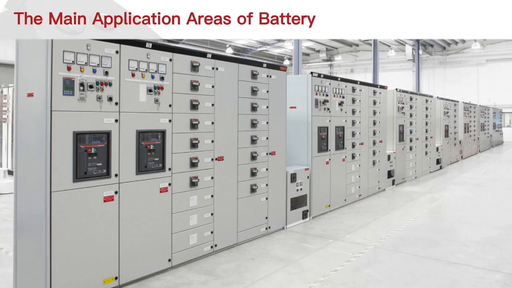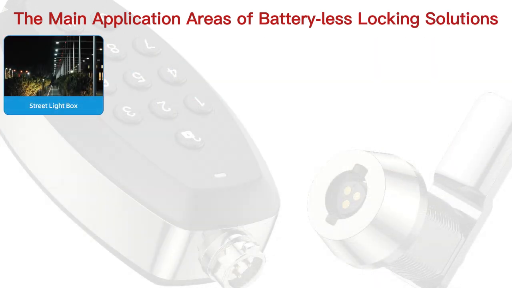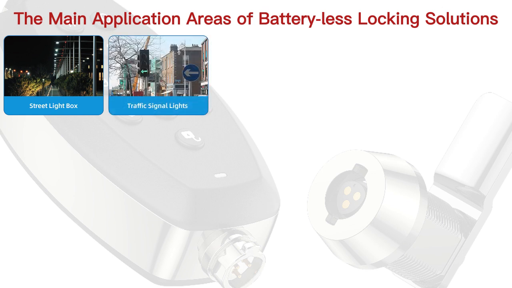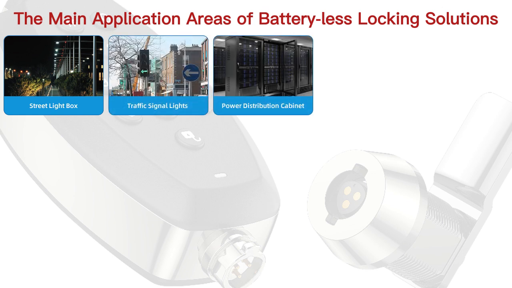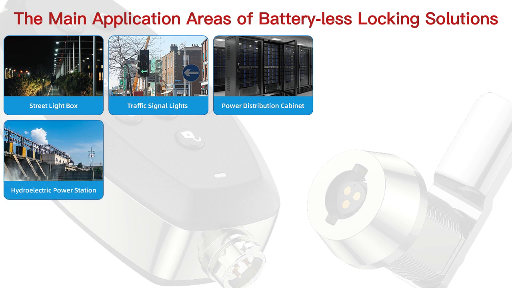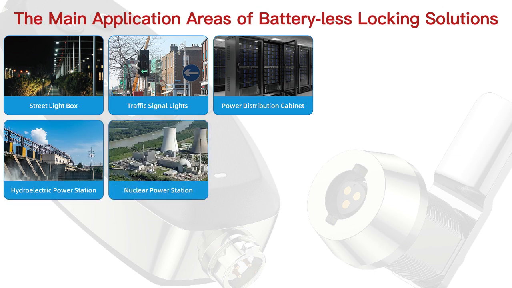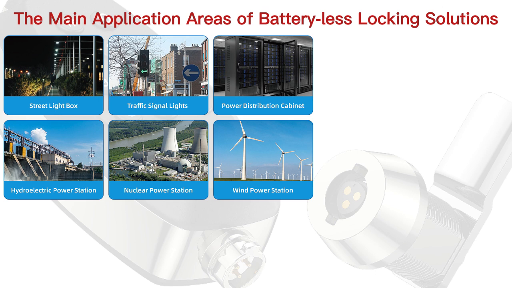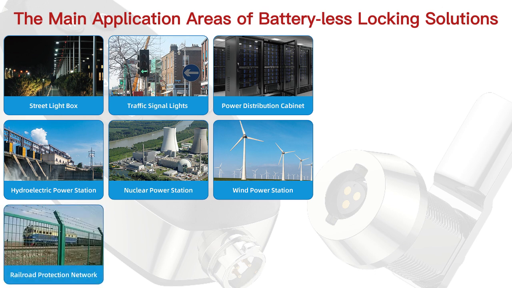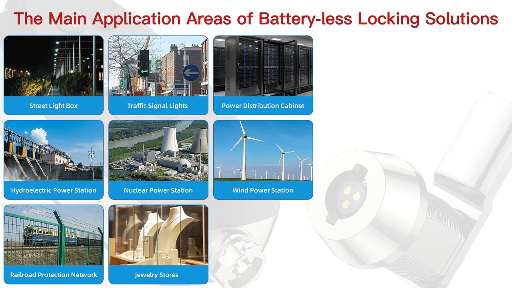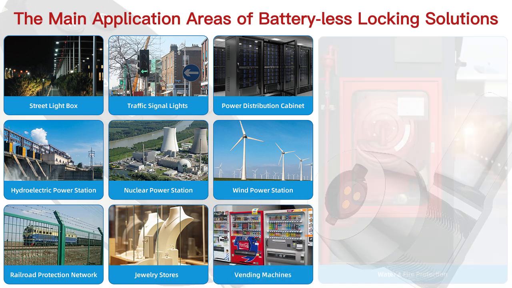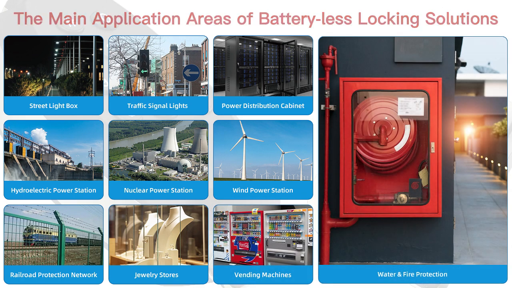The main application areas of battery-less locking solutions: street light box, traffic signal lights, power distribution cabinet, hydroelectric power station, nuclear power station, wind power station, railroad protection network, jewelry stores, vending machines, water and fire protection.